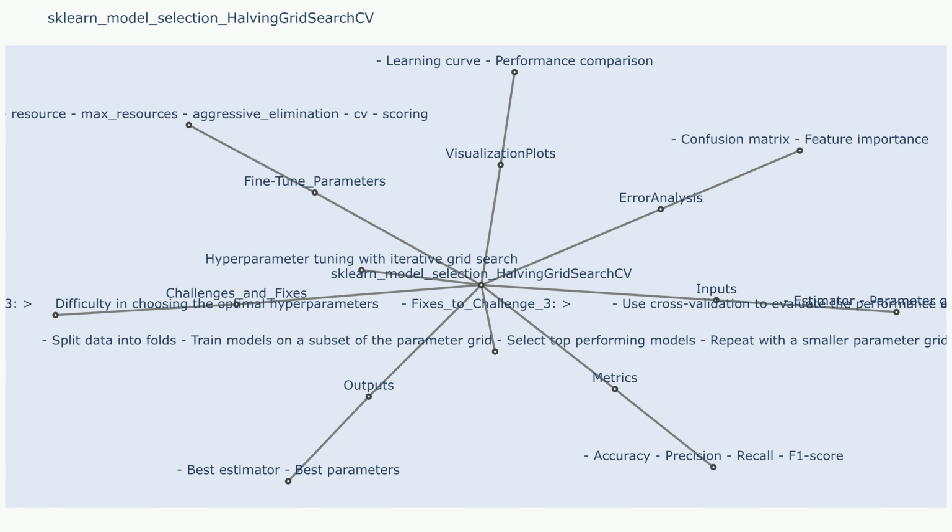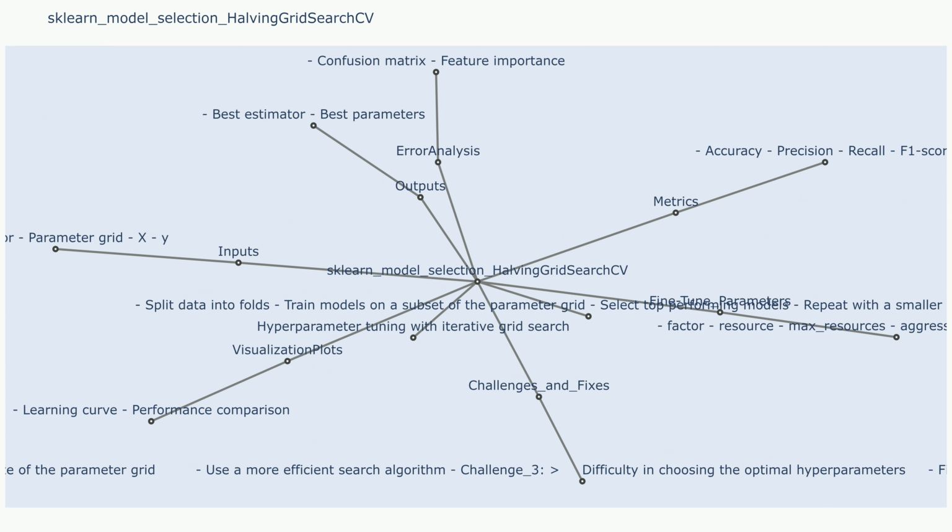Inputs: estimator, a scikit-learn estimator object. This is the machine learning model that you want to tune. ParamGrid, a dictionary of hyperparameter values to search over. Each key corresponds to a hyperparameter of the estimator, and the value is a sequence of values to try.